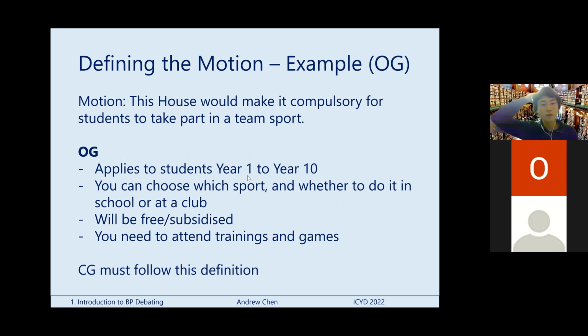So as OG, or specifically if you're the Prime Minister, you might say things like: this applies to students from year 1 to year 10. They can choose which sport they want to participate in and whether they want to do this at school or at a club. Because we're the government and we're implementing this motion, we're going to make it free or subsidise it, so that's not going to be a problem. And you need to attend both the trainings and the games. I think that's a fairly reasonable model for this. It's not too long and it's also pretty clear how you're implementing this policy, what it looks like in practice. And once OG has set out this definition, CG must follow this definition in the debate.